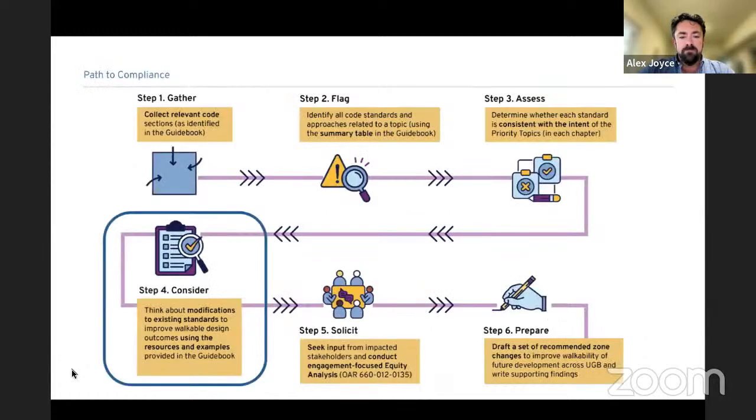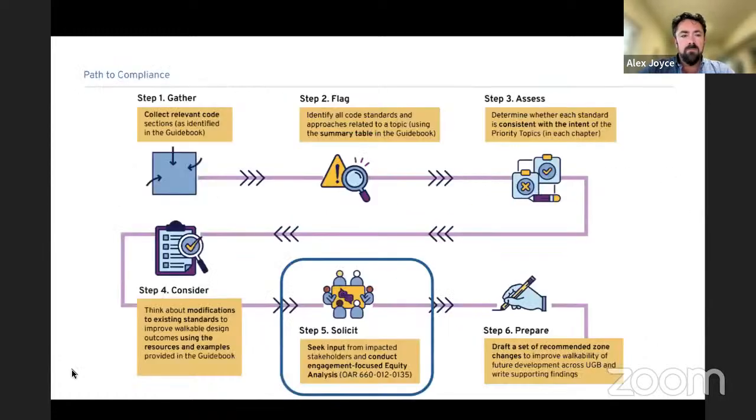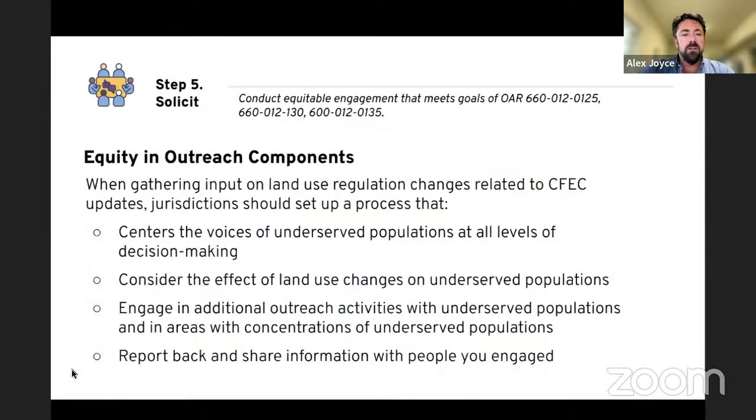Let's go to step 5. Great. There's some specific guidance around how to solicit input, and it's helpful to remember that this is the Climate Friendly and Equitable Communities program, and so as we consider soliciting input, we want to make sure that we're doing so in an equitable way, and there's some helpful guidance around that in the guidebook.